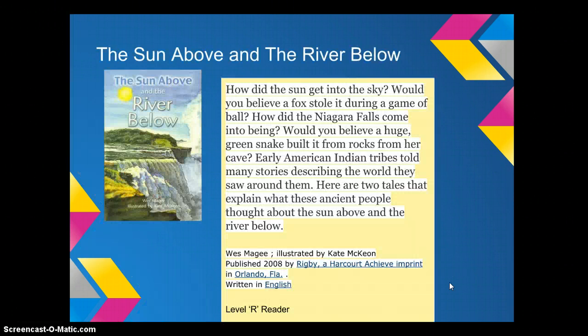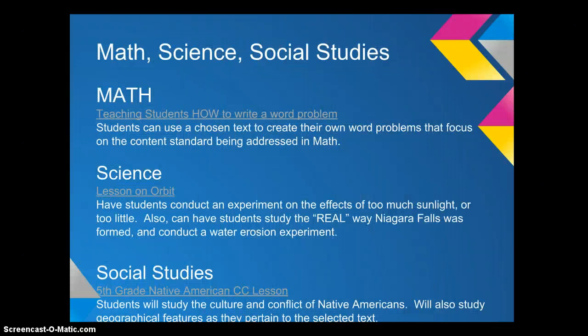So the text that I've chosen is a level R reader just for our example today. It's called The Sun Above and the River Below. Basically it's a folktale story, Native American based, about the sun in the sky and the creation of Niagara Falls. So using that text as a leveled reader, looking at how we can align that to math, science, and social studies.